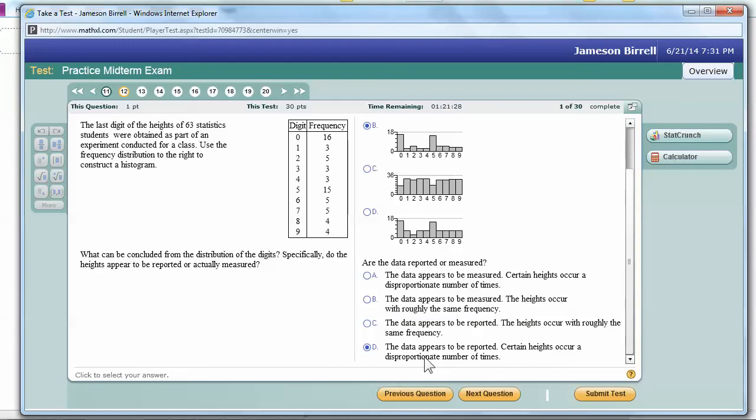Certain heights occur a disproportionate number of times. They didn't occur uniformly like the shape of this C distribution, where they're all coming in about the same. And even that one, a couple of them came in lower, disproportionately. But instead, they came out with these spikes. Specifically, these spikes are on the 0s and the 5s, and that happens a lot when people are reporting. So that's what happened. They weren't measured. Otherwise, we'd probably expect a little bit more uniform distribution.